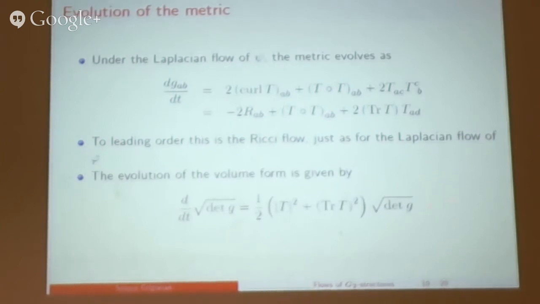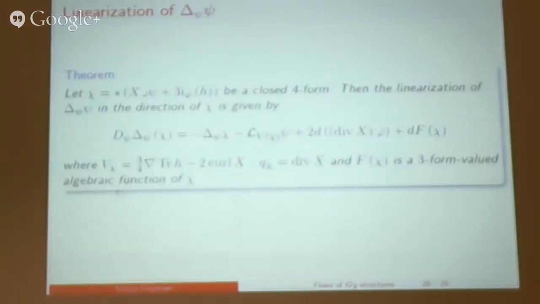So the flow of the volume form is something positive, so this shows that the volume is increasing. Okay, however, when we do the linearization, things are very similar to what we had in the previous case, but we have an extra term. And let me just say that this term actually screws everything up.